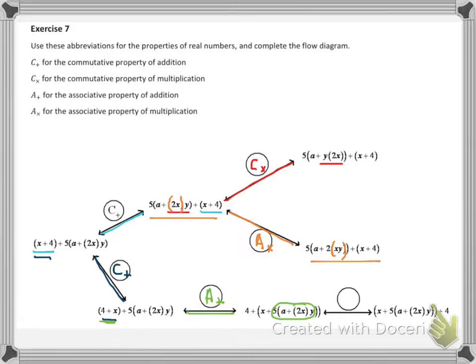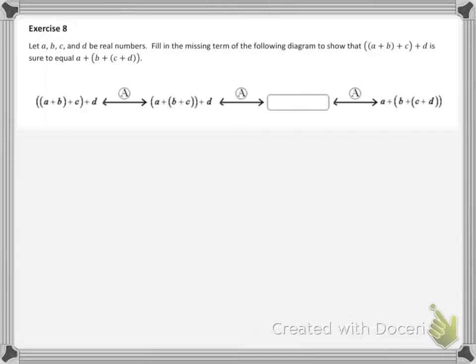Okay, and then the last one, let's see what we've got for this one down here. Oh, the 4 just moved from the front to the back. So that's a change in the order of addition. So that is the commutative property of addition. There we go. So we're just investigating what is changing from one expression to the next and deciding which property justifies that change.